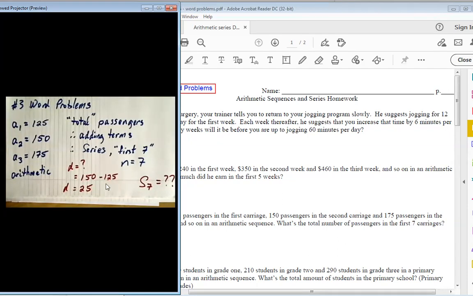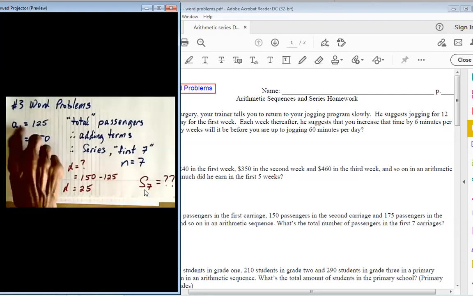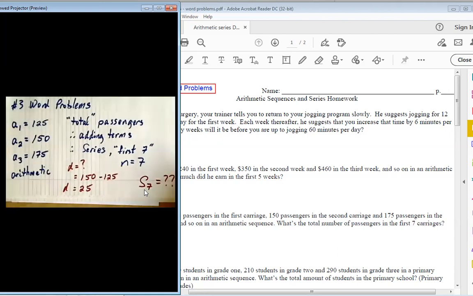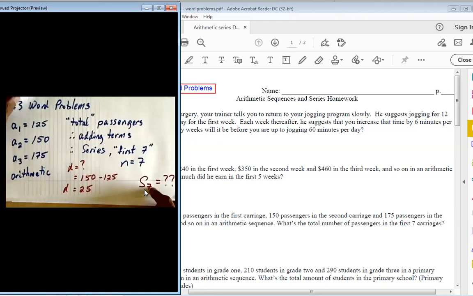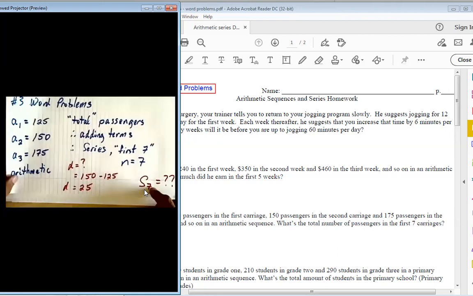Okay, so what are we looking for symbol-wise? Because it's a series, we're looking for the S of the first 7 terms. We want to find out what the total from all 7 is. Okay, so we have 2 different formulas for this one. We have the formula that has the last term, and then the other one. So I think we'll use the other one.